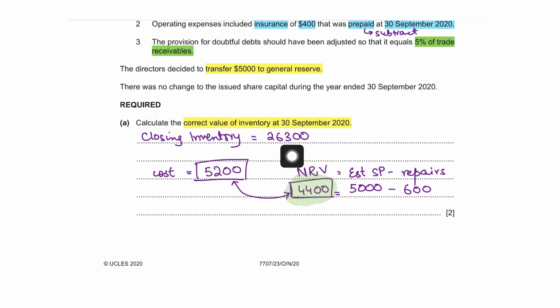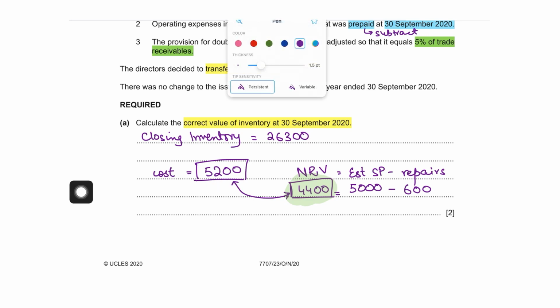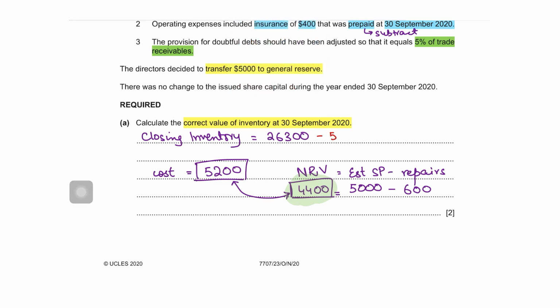This means that in this 26,300, we have added 5,200 incorrectly, which is overstating my closing inventory at the moment. So I have to subtract 5,200 from closing inventory and add back 4,400, which is the correct value which should have been included in my closing inventory. So this will give me a figure of $25,500 of corrected closing inventory.